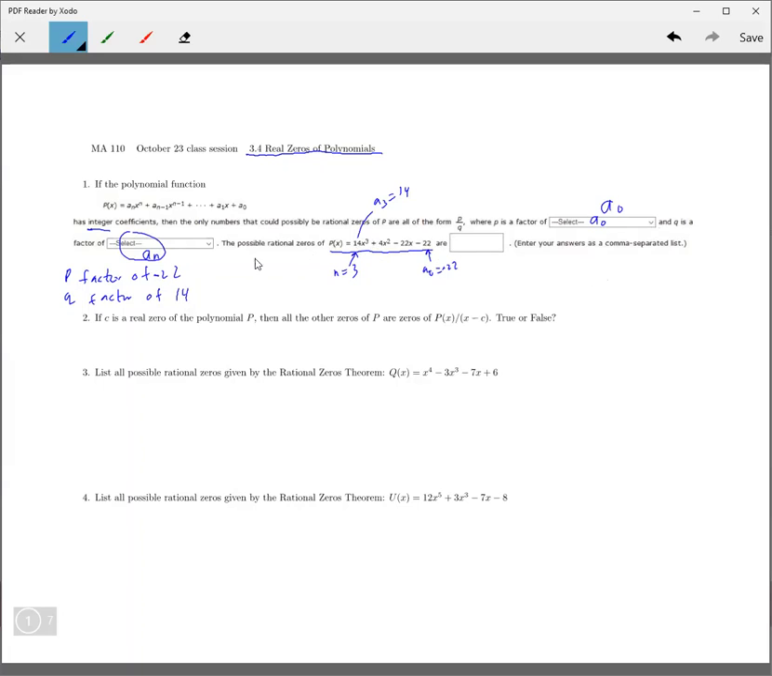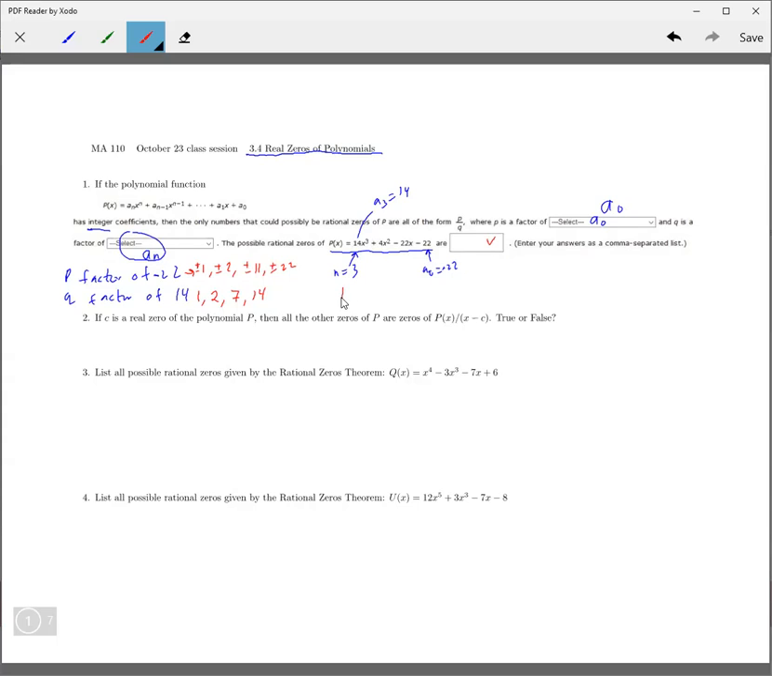It says the possible rational zeros are, and then we're supposed to give a list. If you look at the factors here, you have plus or minus 1, plus or minus 2, plus or minus 11, and plus or minus 22. And down here you have plus or minus 1, plus or minus 2, 7, and 14. So you want to write down all possible combinations of these divided by these.